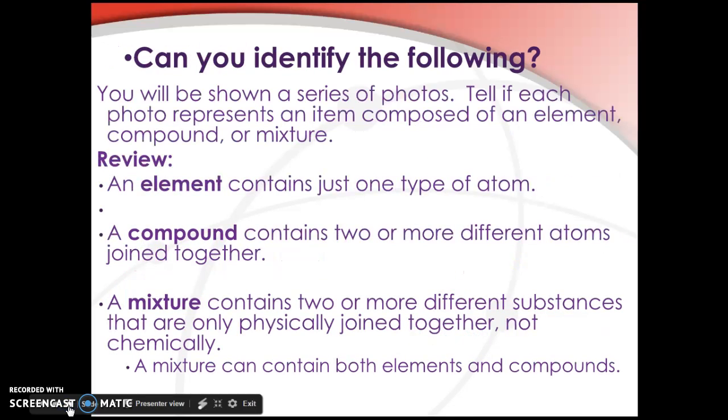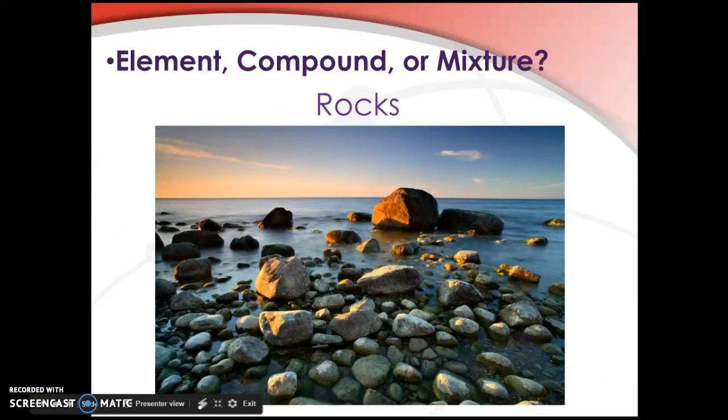So let's practice. You can pause it after I ask the question so that you can take some time to think about it. Just remember, an element is going to contain just one type of atom. A compound is going to contain two or more different atoms joined together. And a mixture contains two or more different substances that are physically joined together, not chemically. Okay, so rocks. These rocks, do they look like they're made of different things? They would be a mixture.